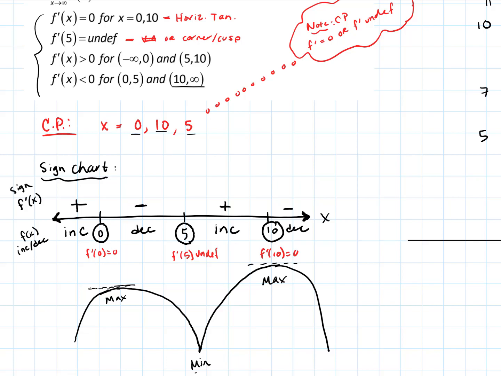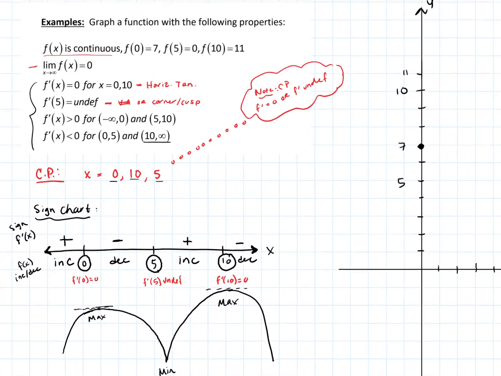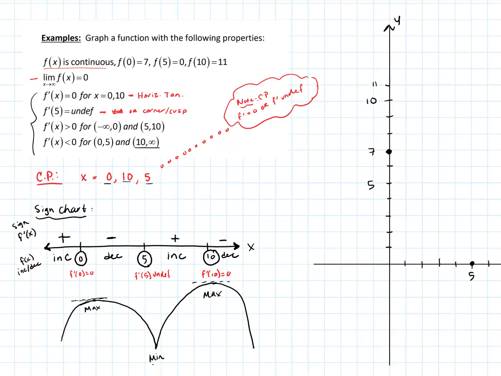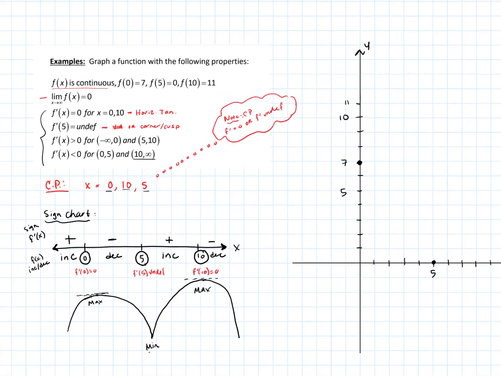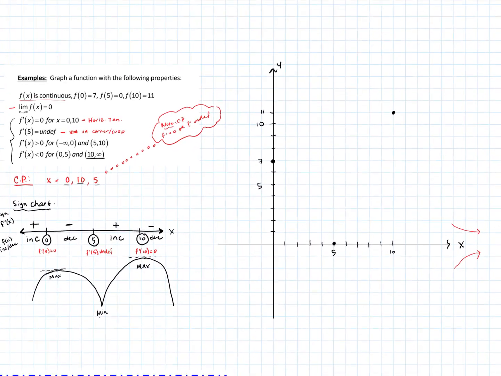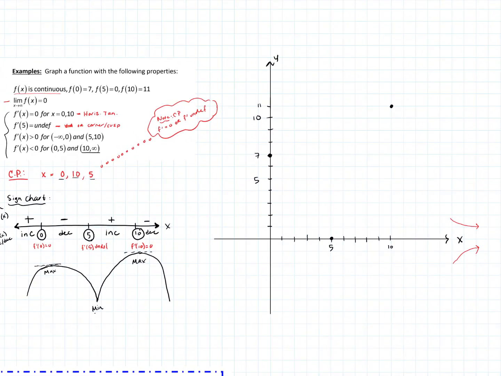So I know all of that just from the sign chart. With the other little pieces of information about the continuity and the limit that we're given, I can now come over to my graph. I'm going to shrink this down a little bit so I can get the whole graph on the screen, and now I can actually start to plot.